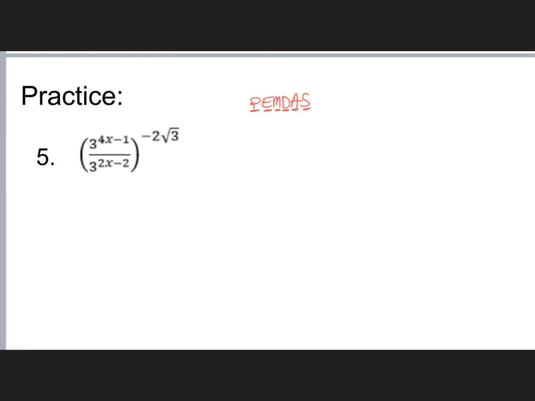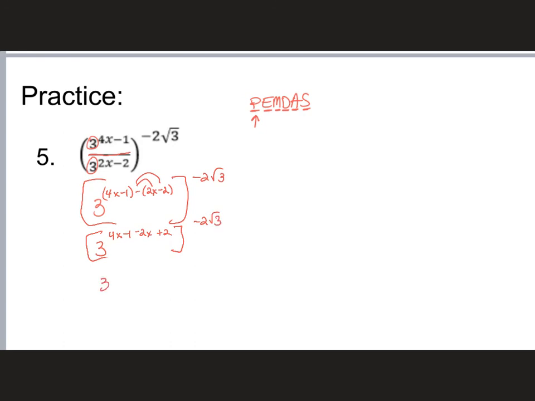So since there's a parentheses in the problem, I'm going to just start by simplifying that. Notice both bases are 3. So I can go ahead and write this as base 3, and since this is dividing, I'm going to take those exponents, 4x minus 1, and subtract 2x minus 2. And then I'll deal with that negative 2 root 3 afterwards. So if I clean this up, I have 3 to the 4x minus 1 minus 2x plus 2, minus a negative 2 becomes a positive 2. And I'm raising that to the negative 2 root 3.